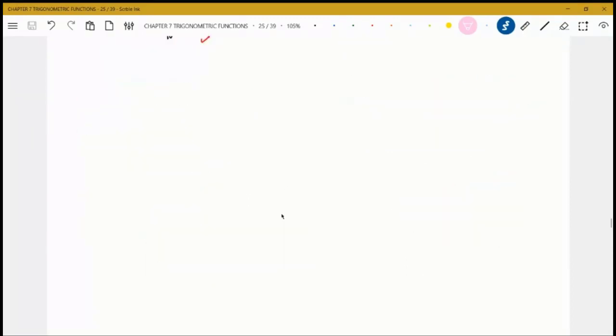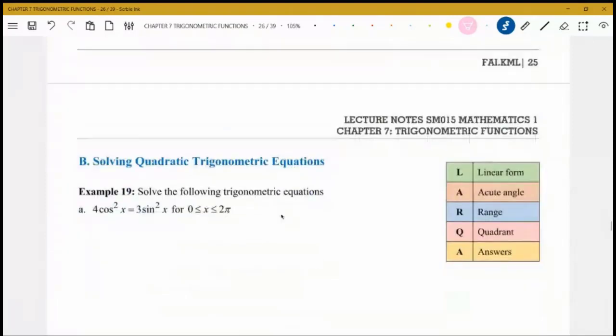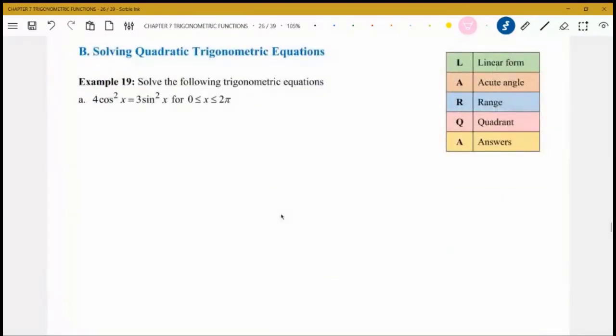Okay, so we go through for the first example. Example 19a. Okay, so we have it 4 cos square x equal to 3 sin square x. Okay, untuk yang ini, yang lebih mudah adalah kita bahagikan cos square ke sebelah kanan. Okay, which is I leave it 4 over 3 and then we move cos square kepada sebelah kanan. So sin over cos adalah tangent. So automatically dia adalah tangent square x equal to 4 over 3.